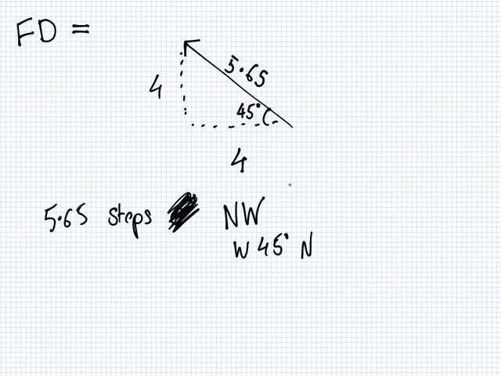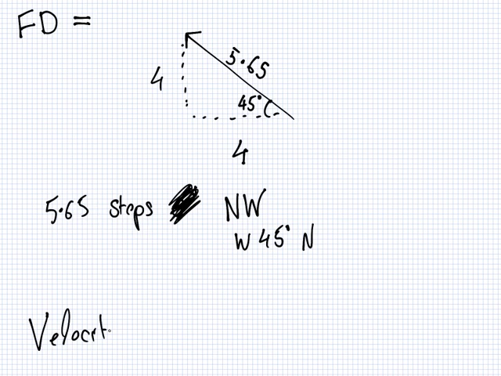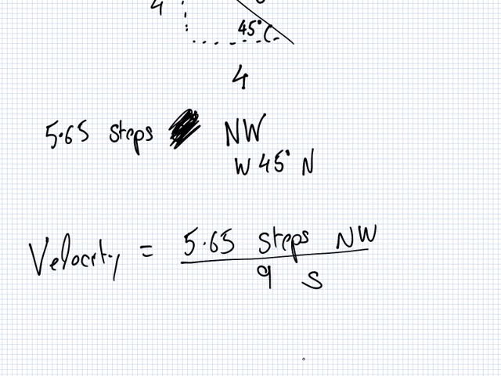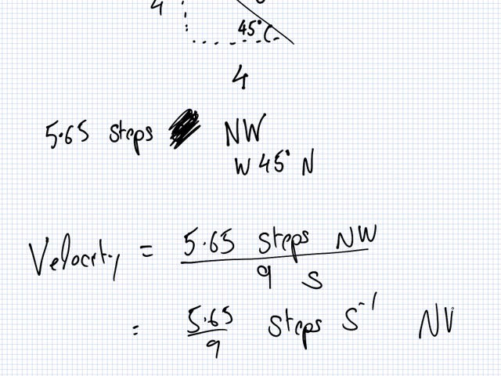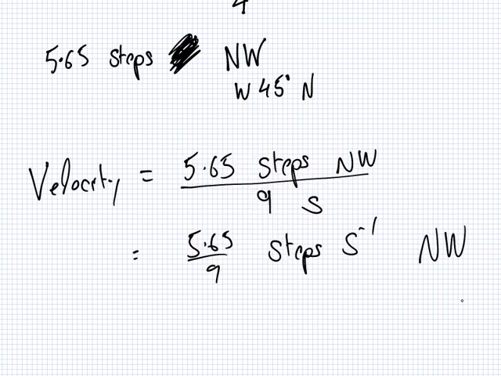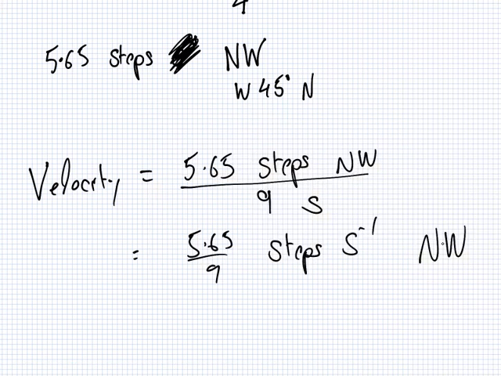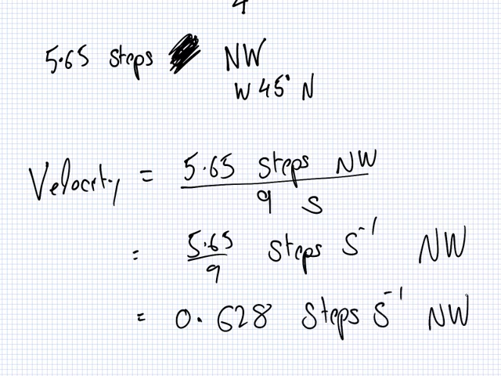Okay, so we need to use this to get the answer for the velocity vector. So you take this vector, 5.65 steps northwest, and you divide by 9 seconds. Because remember, velocity is displacement over time. So the answer is 5.65 over 9 steps per second northwest. Let's hit that in on the calculator. 5.65 divided by 9 is 0.628 we'll say. Steps per second northwest. Can I continue? Is this okay?